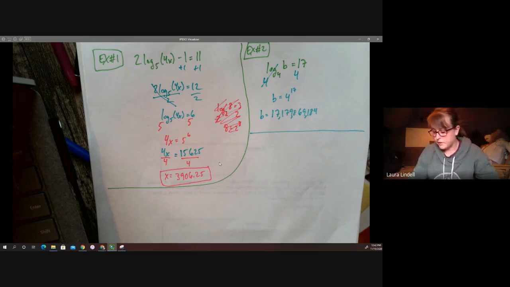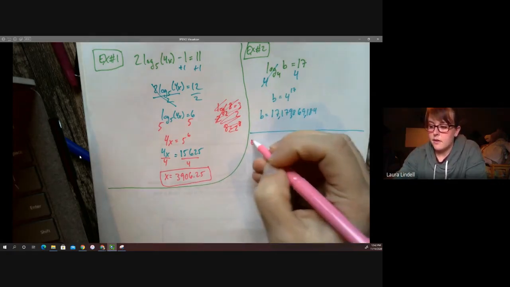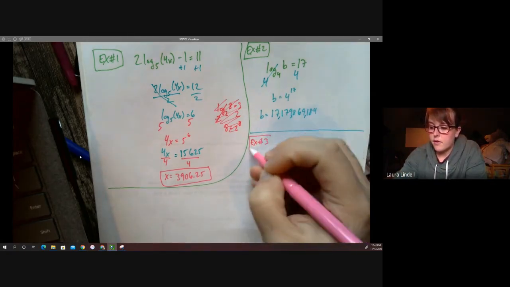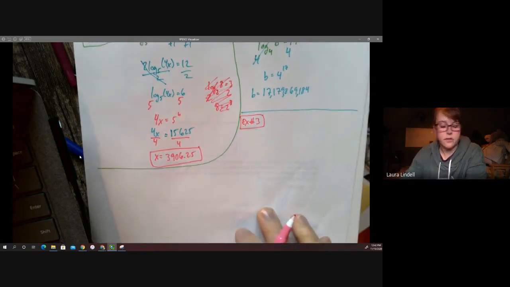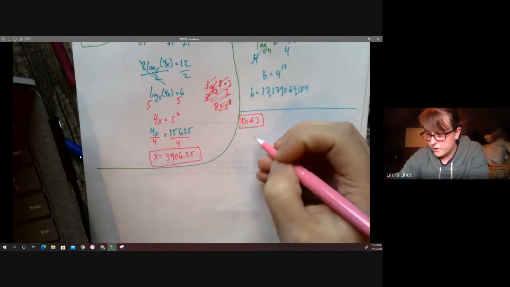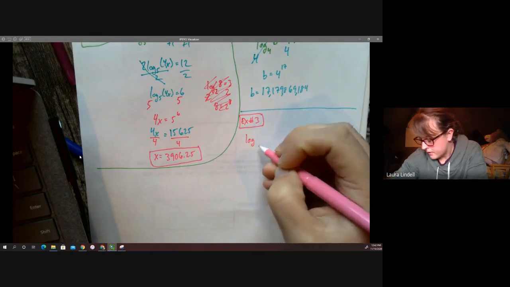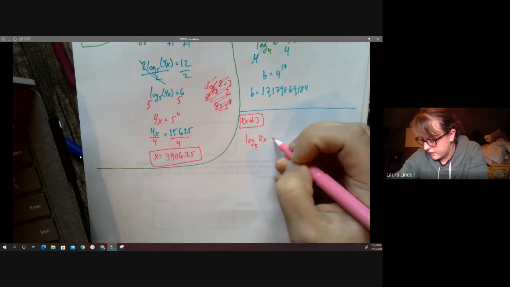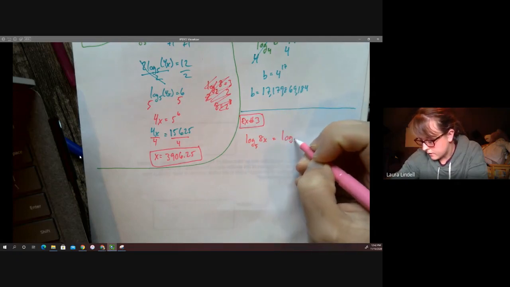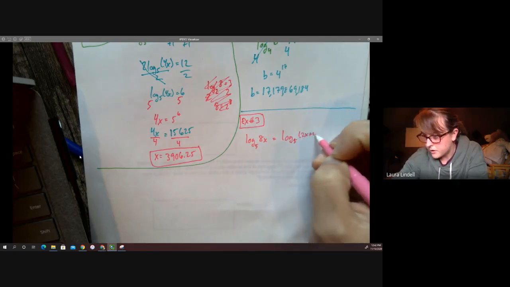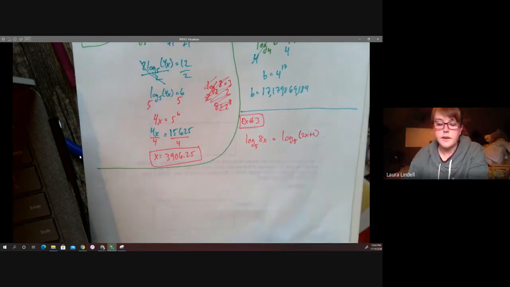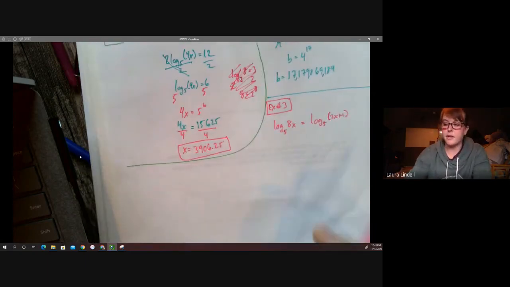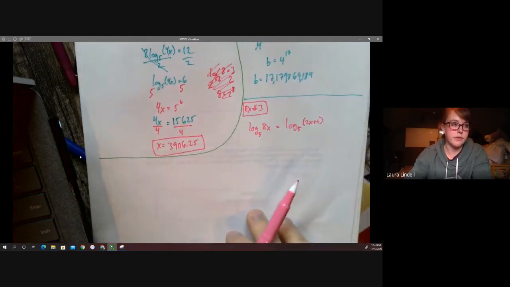The next thing we want to do is, well, what if there's more than one logarithm that we're dealing with? So for our third example, we are going to do log base 5 of 8x equals log base 5 of 2x plus 1. Now this case is even easier when you have something like this, where you have the same base on both sides.